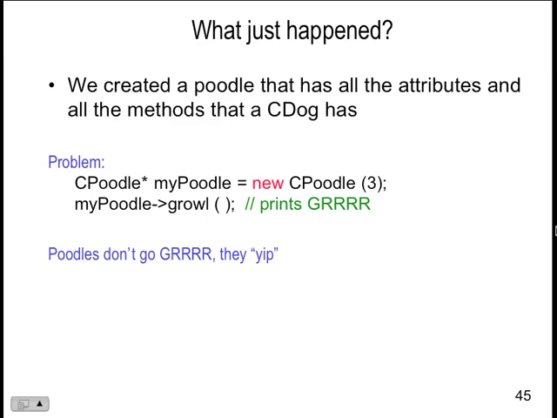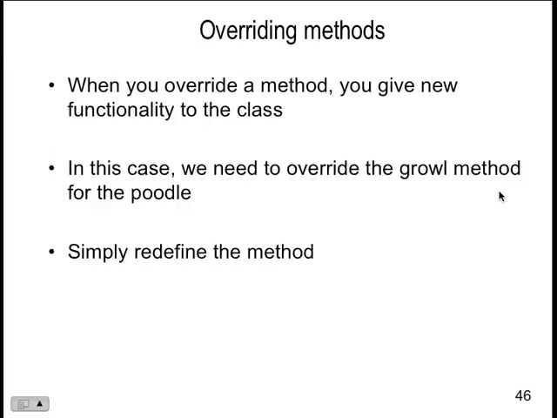So we created a poodle that has the attributes and the methods that CDog has. So there's a problem, and this is, I think, where we may have stopped, I'm not sure. We created a pointer variable, myPoodle equals new CPoodle(3), and now the CDog, myPoodle, and we're using this because we have pointers going on. Growl is going to print growl, but poodles yipe, they don't growl. So we override the methods so that we can change a poodle from growling to yiping. When we override the method, we give the functionality to the class. In this case, we need to override the growl method, so we simply redefine the method.